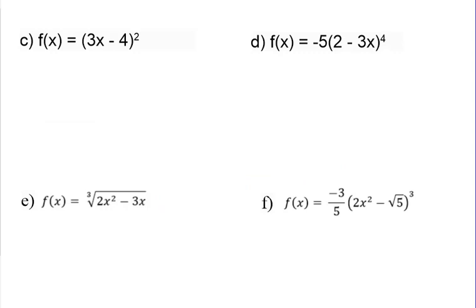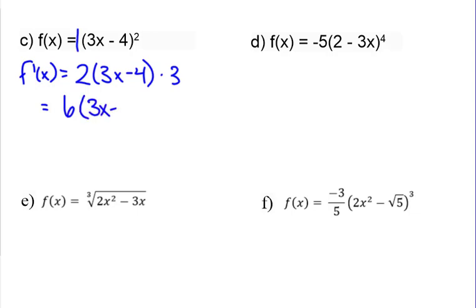Our next one, 3x minus 4 squared. Again, so multiply our coefficient up front. So we're going to have 3x minus 4 times 3. We're just going to simplify our coefficients. So 6 times 3x minus 4. Again, want to leave that as factored as possible.